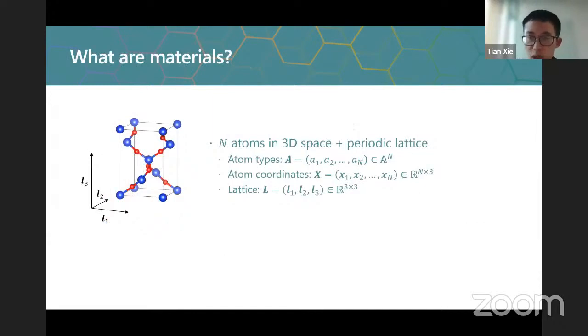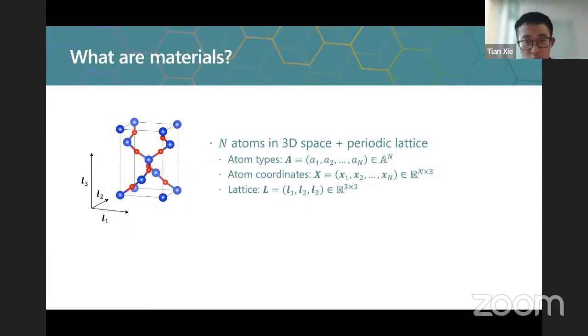So in the next few slides, I'm going to go into a little bit of detail about how we design this generative model for materials. Before that, I want to first formally define what I mean by materials from a more mathematical perspective. Mathematically, a material can be described by n atoms in a 3D space plus a periodic lattice. Basically, materials are infinite periodic structures, so you can represent them using the atom types and the coordinates of these n atoms within this repeating unit.